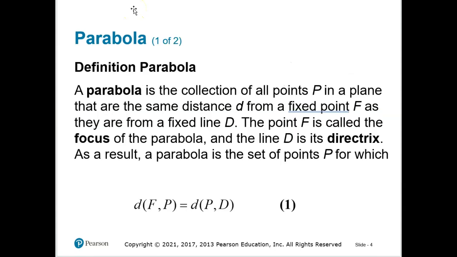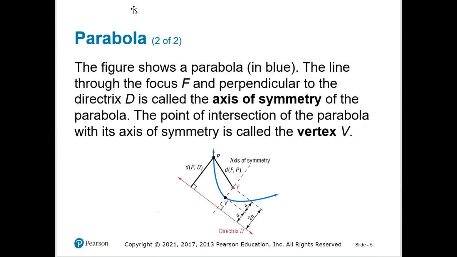All right, a parabola is just a collection of all the points in the plane that are the same distance from a focus as they are to a line called a directrix. So here's a picture of it. Here is our focus, that red dot. Here's the directrix, some line in space.